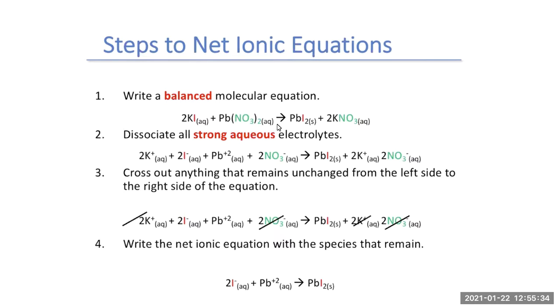The trickiest part will probably be figuring out which ones to dissociate. And for that, just remember, it has to be a strong aqueous electrolyte. Anything that's not a strong aqueous electrolyte, don't dissociate it. So I think step 2 is always kind of the trickiest one. Because once you get a good complete ionic equation, it's easy to cross them out.